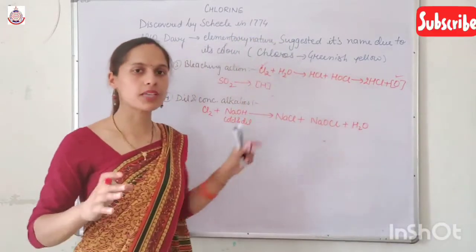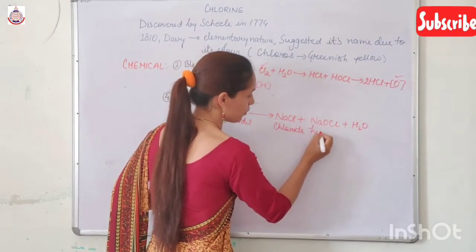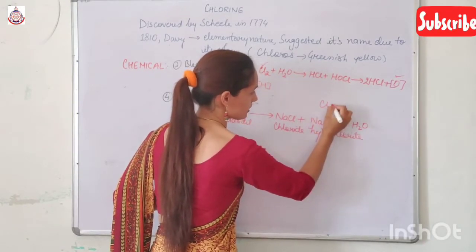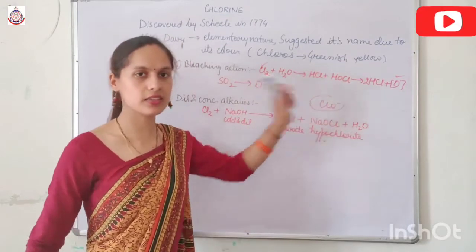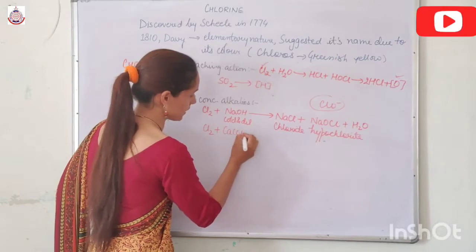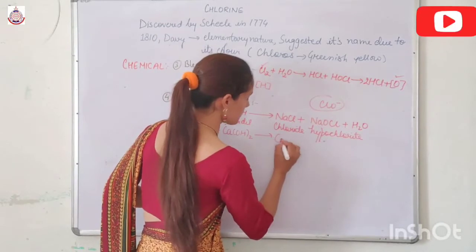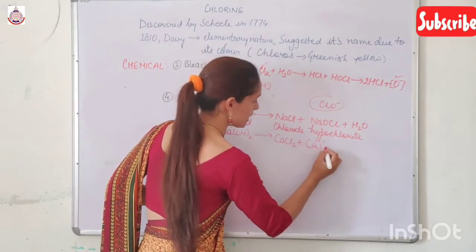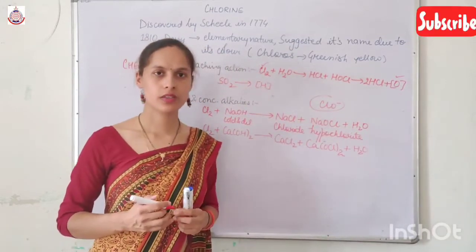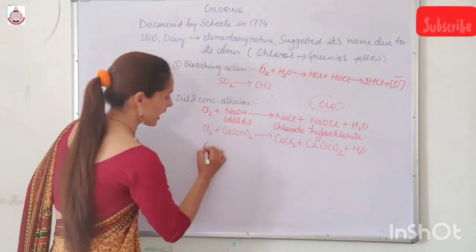So it forms a mixture of chloride, and this is hypochlorite, where the hypochlorite ion is ClO negative. Similarly, when I react Cl2 with Ca(OH)2, this is again an alkali and it is in cold and dilute form. So it forms CaCl2 and hypochlorite, that is Ca(OCl)2, plus H2O plus H2. Clear?